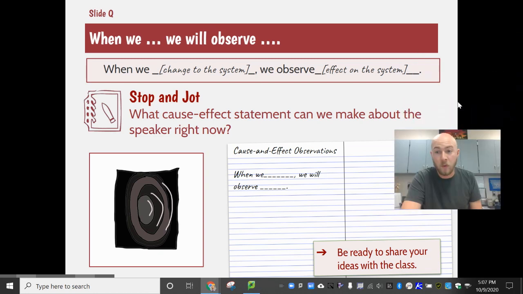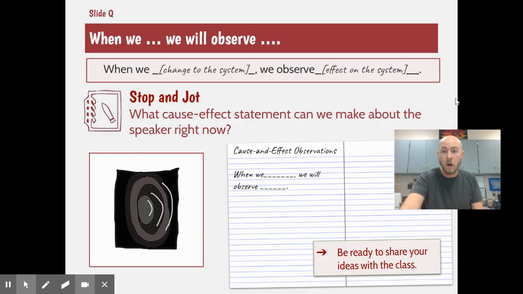So I'm excited to hear what some of your responses are. A few that I came up with were: when we turn off the music player, we observe that the music stops. When we move the magnet away, we observe that the music stops. And when we move the magnet closer to the coil, we observe that the music gets louder. So notice those "when we blank, we observe blank" statements with our speaker system. All right.